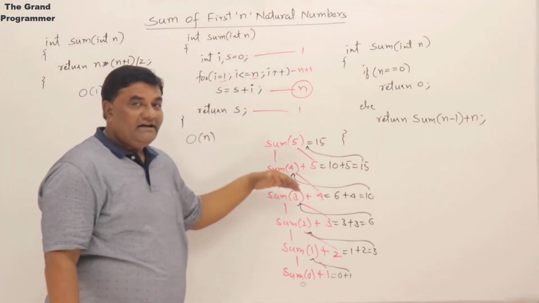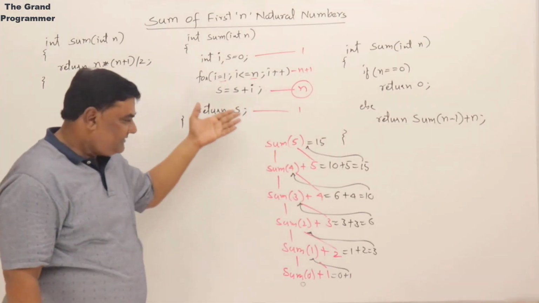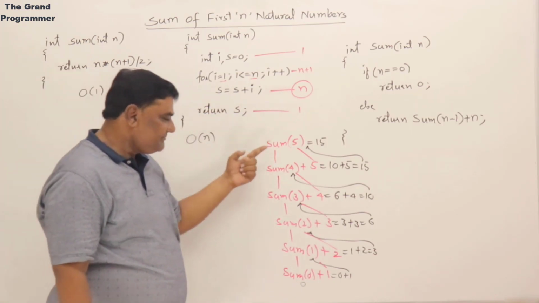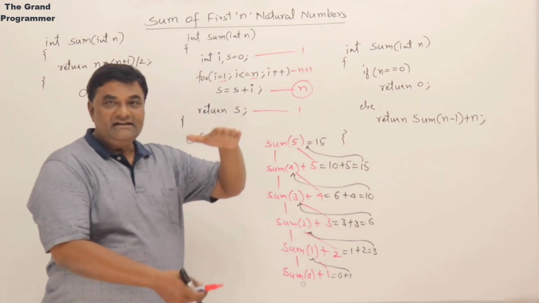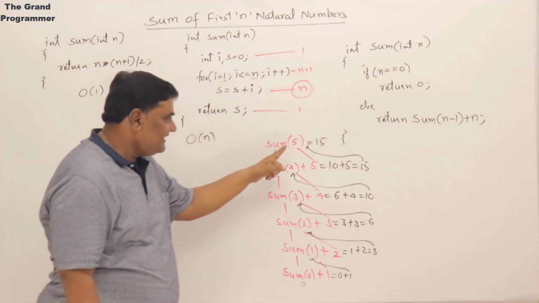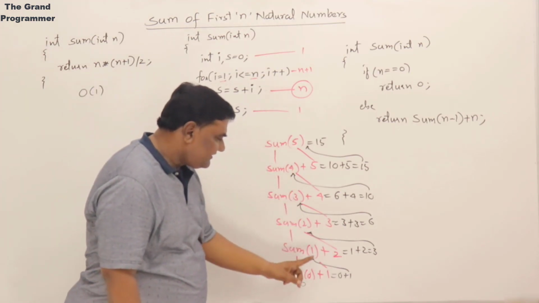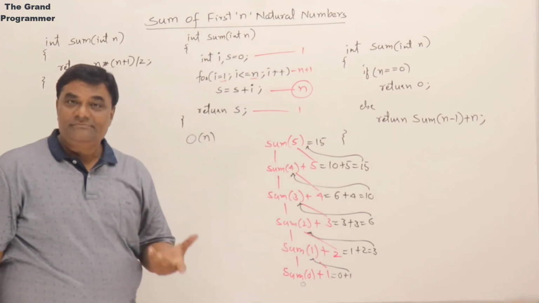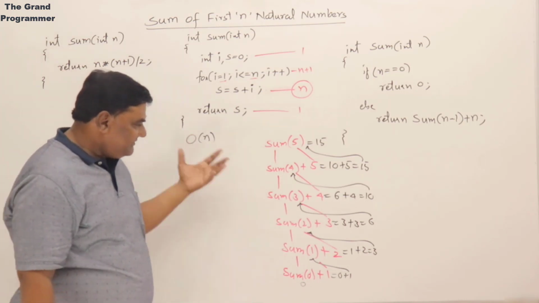So while returning, the addition is done, and you can see how many calls it has made. For 5, it has made a total of 6 calls. So the size of the stack is 6, and the variable n is created 6 times. So memory is more. But how much time is it taking?